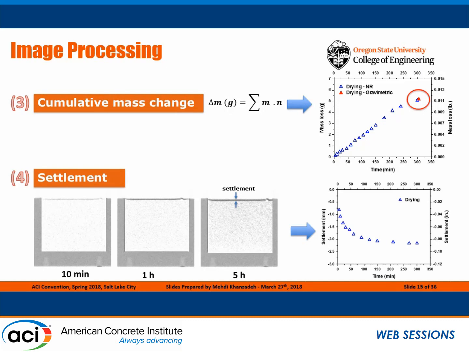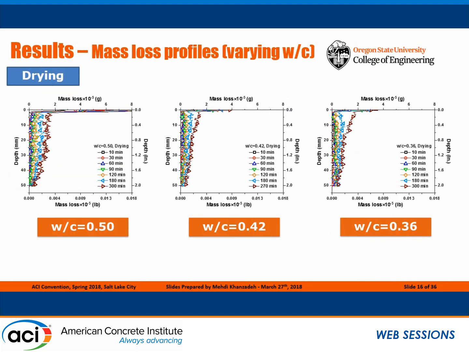So as I said, we can normalize the images at different times. For example, I'm showing here 10 minutes, 1 hour, 5 hours, and these are the settlement at the surface, the dark spot. So we can quantify this area, and we can get the settlement on the y-axis versus the time on the x-axis. So let's move to the results.